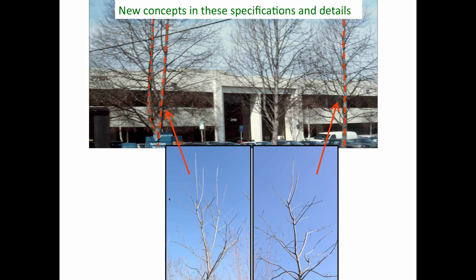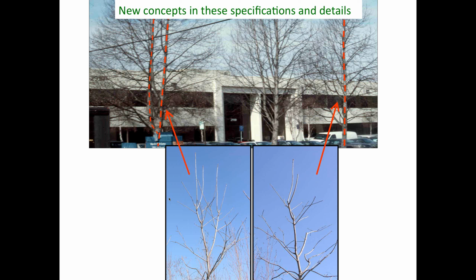Why that's important is a young tree with codominant leaders becomes a mature tree with codominant leaders. And research by Dr. Ed Gilman shows that when you have codominant stems with large aspect ratio, the likelihood of failure is greater. The slide on the top shows three trees that have identical form, meaning the outside of the crown is the exact same shape, and yet they have an entirely different structure.